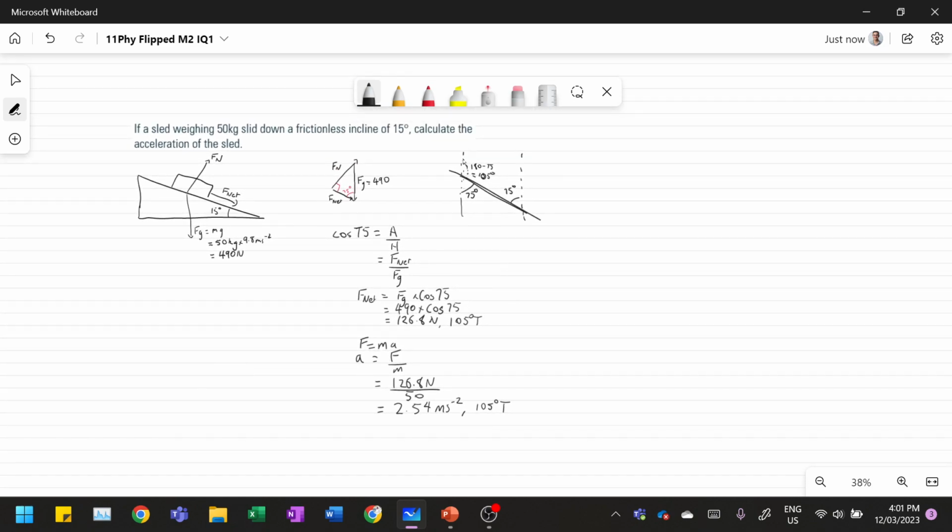Now, it is important to note that when we give our final answer, we do need to match the lowest number of significant figures given in the question. For this one, it's actually just one significant figure that we're being given. So we need to give an approximate estimate of the acceleration, and to one significant figure, it's going to be 3 meters per second squared. So not a particularly accurate answer, but based on the data, that is what we need to provide in the question, because one significant figure was given. Again, we can give our bearing as 105 degrees true.